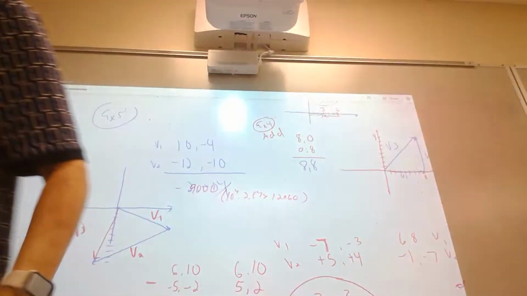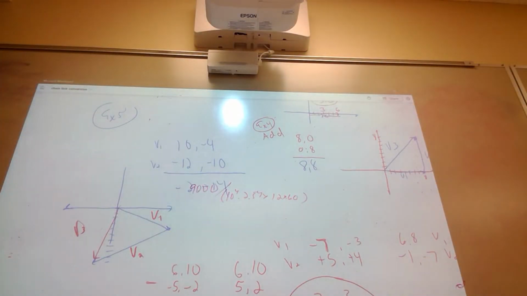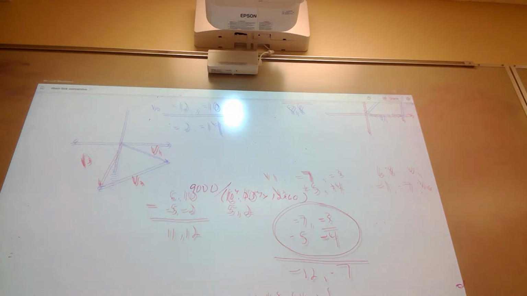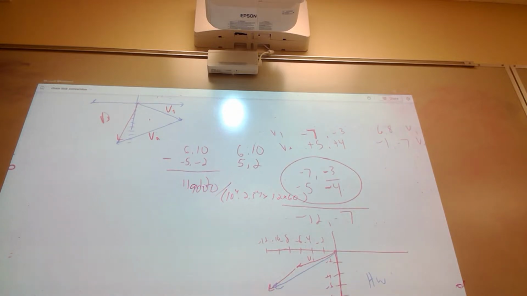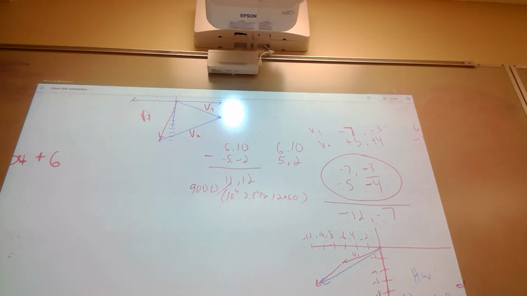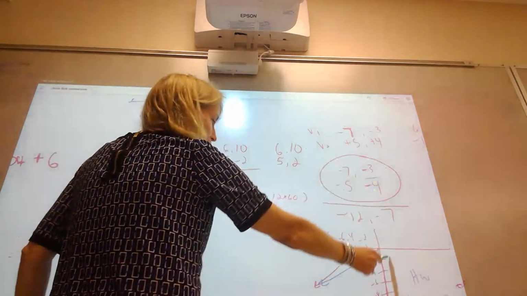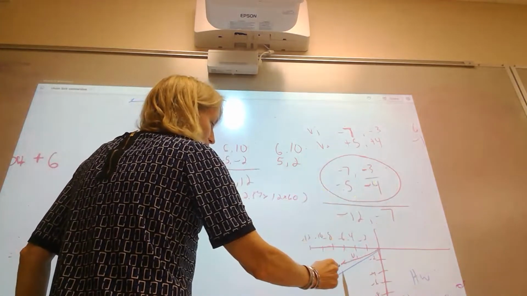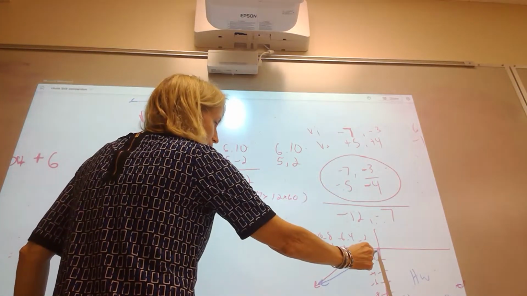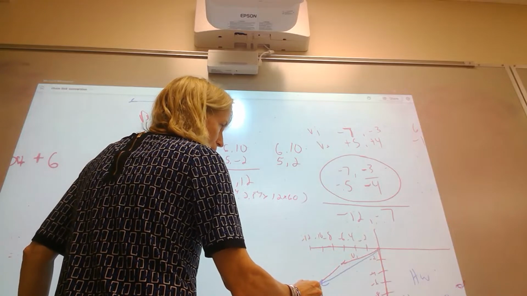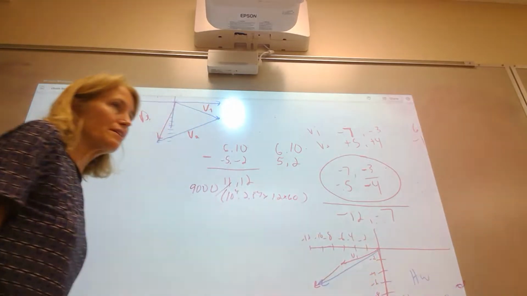Okay, so what we have, we go left 7, 3. And then down 5, 4. And then we connect the beginning of the first to the end of the second, and we get this -12, -7.